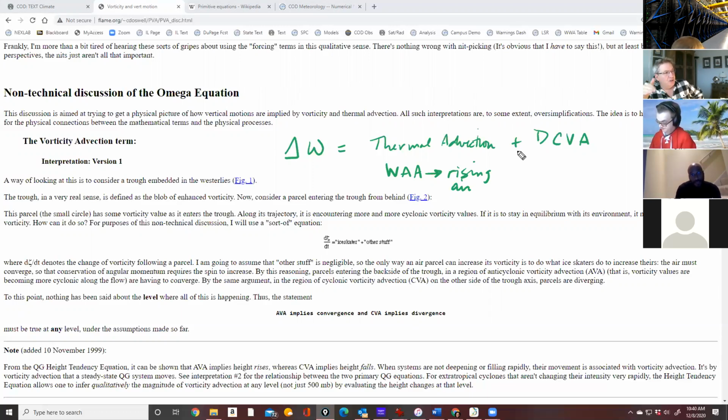We had that advection of warm air. The air is going to go up across the isentropes. That's advection of warm air. Air is ascending. That's what it means. What does cold air advection mean? Cold advection means sinking air.